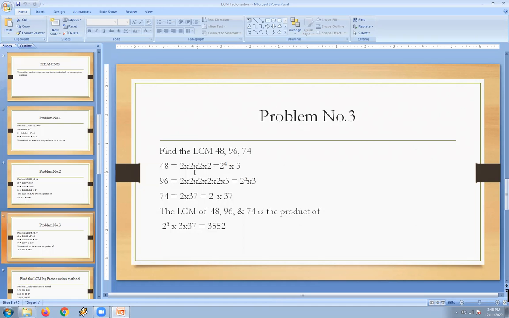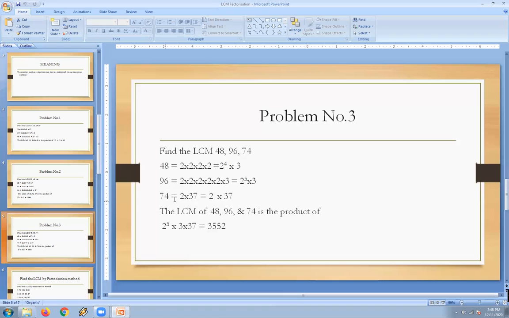So 48 is nothing but 2 2s are 4, 4 2s are 8, 8 2s are 16. Only with 2 multiplied 4 times, 16, can we have the product, but the last number is divisible by 3. So 16 into 3 is 48. 96 also we are going to divide: 2 into 2 into 2 into 2 into 2, nothing but 2 to the power of 5 into 3, the value is 96.